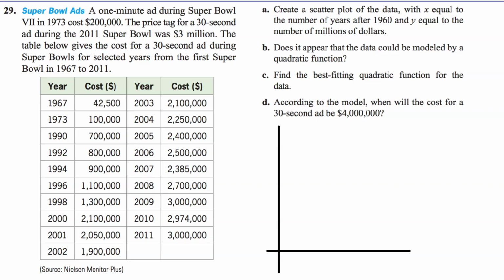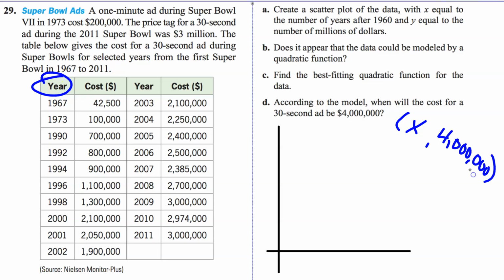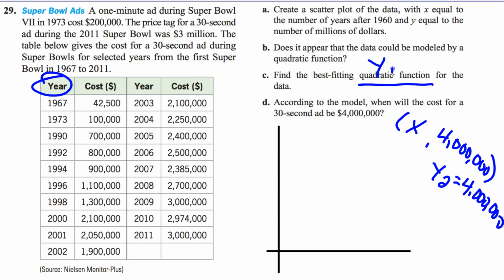So 29D, so you should be able to do A, B, C. According to the model, when will the cost for a 30-second ad be $4 million? So they want to know when will it, so that's the X, the years, the cost be $4 million. So this is going to end up to be your Y2. And whatever you get for your quadratic function is going to be your Y1, and wherever those intersect is going to give you the X that you're going to decide, which is going to be your D.